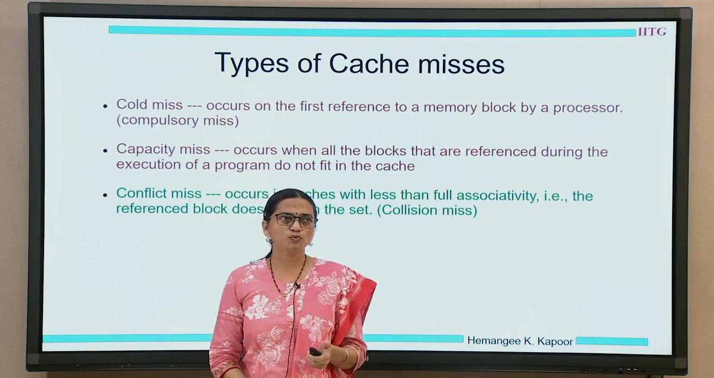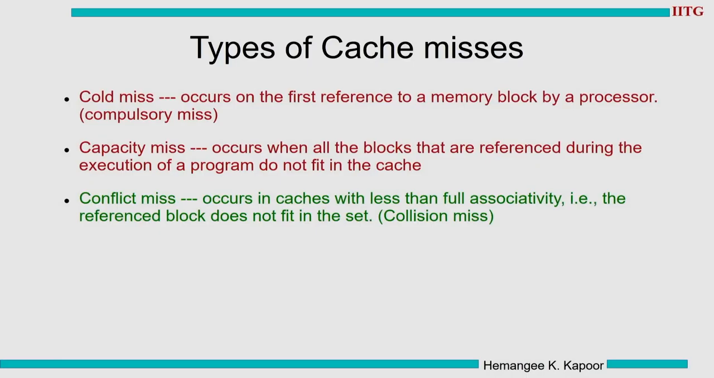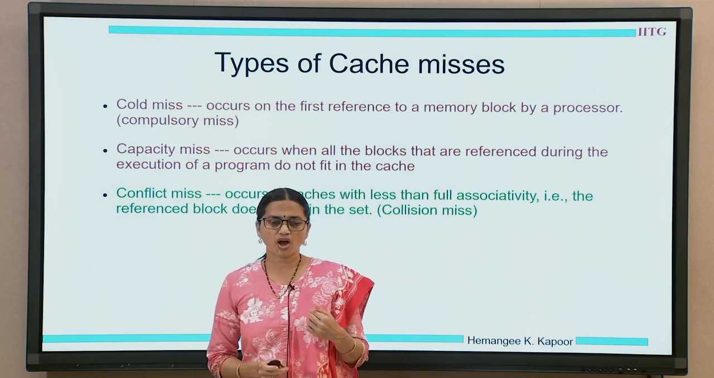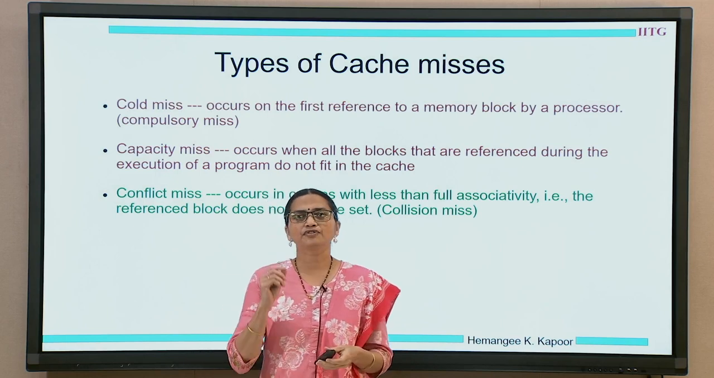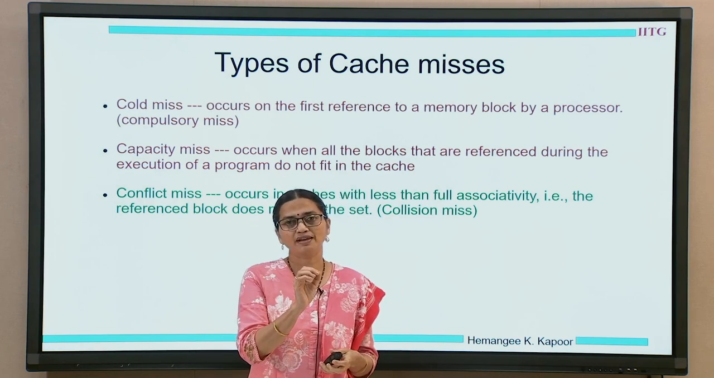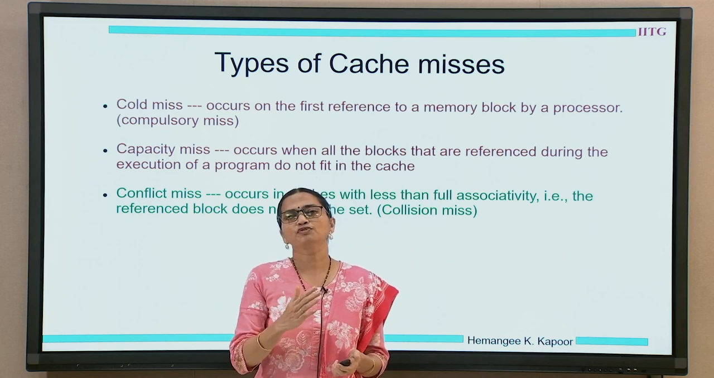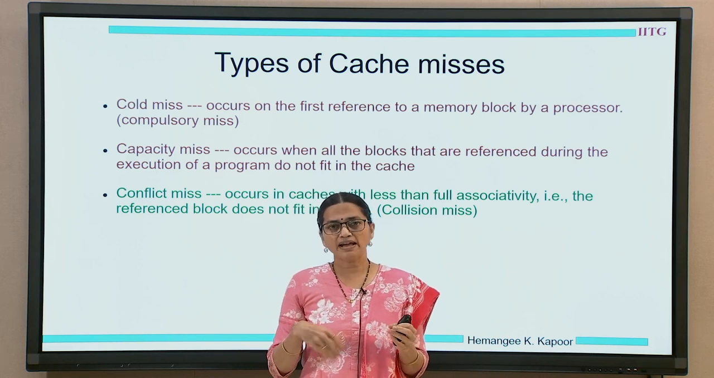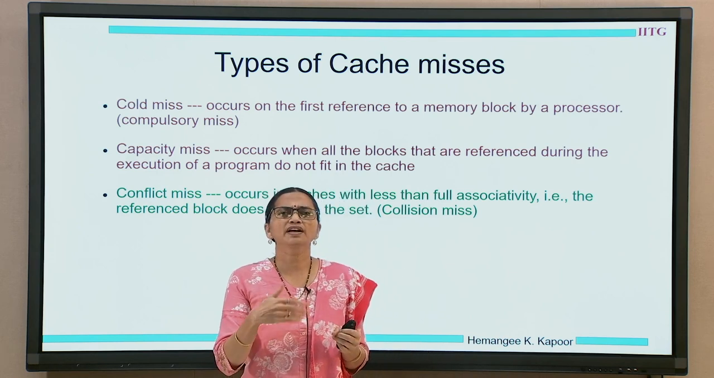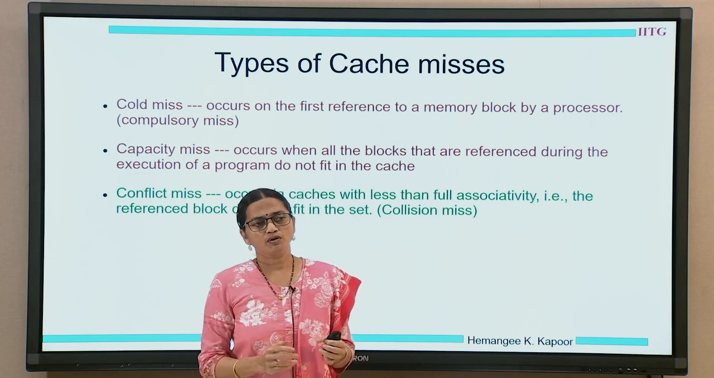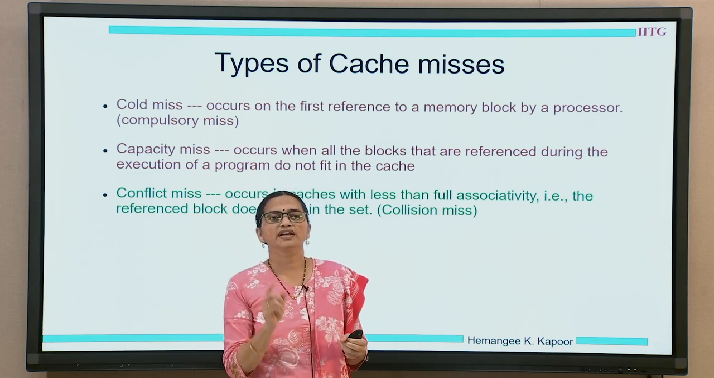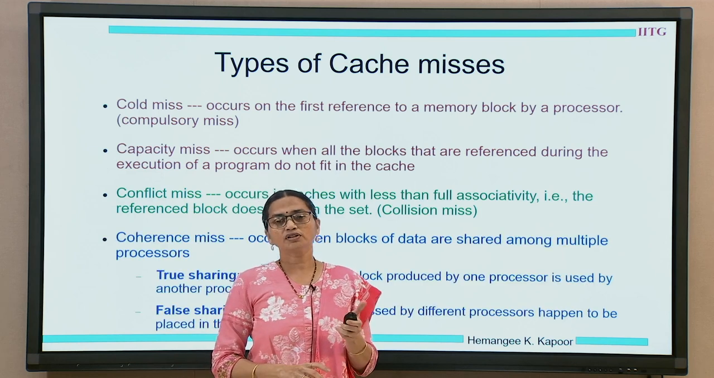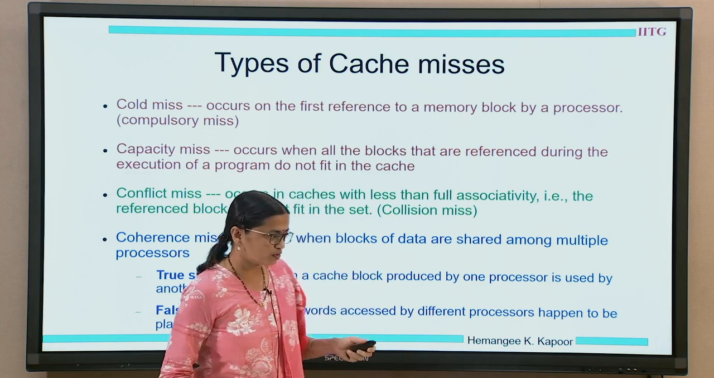The third type of miss was conflict miss. This was occurring because our cache had a limited associativity. That is, if we have a 4-way set associative cache, and if another 5th address maps to the same set, then one of these 4 has to be moved out. So this moved out block may again be accessed in future, and you will again miss on this particular address, because we can only accommodate 4 in this particular set. So that's the conflict miss. And the 4th C was the coherence miss.